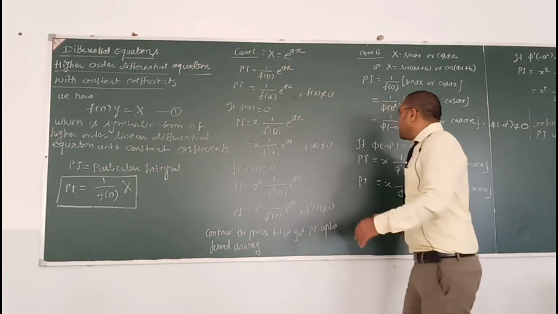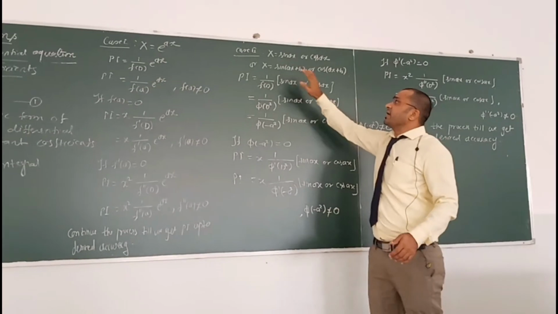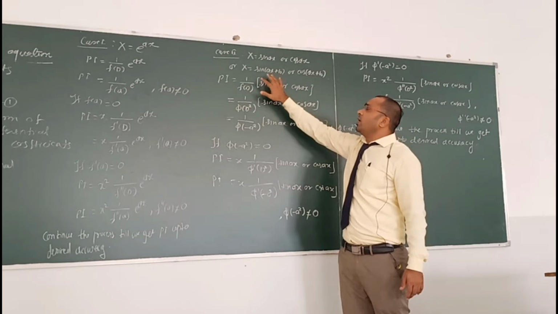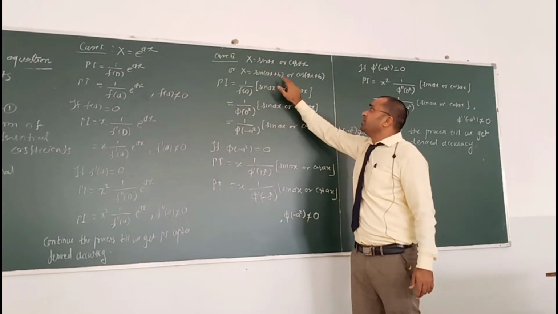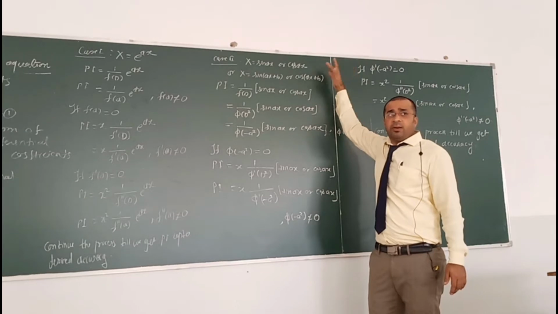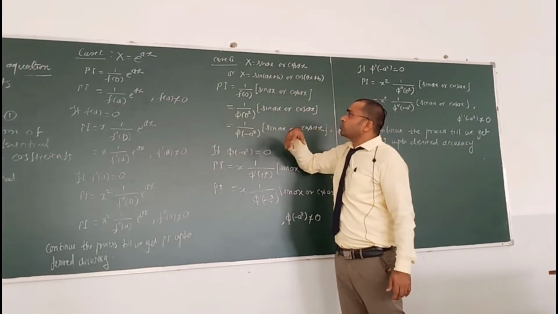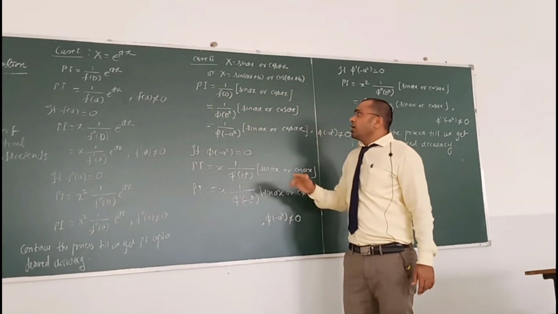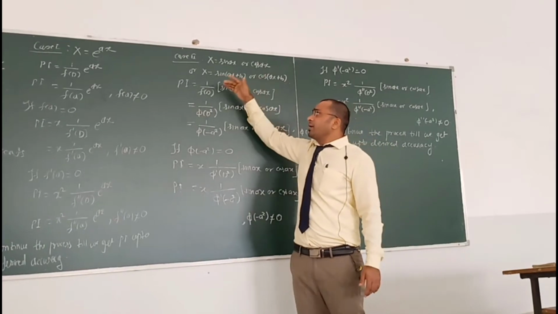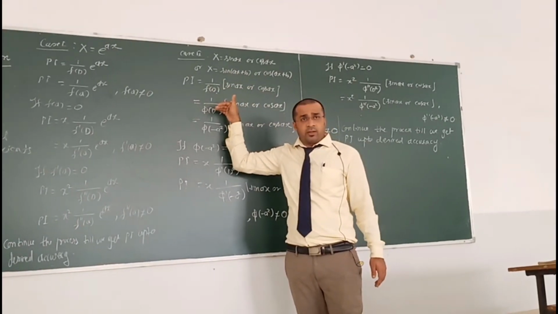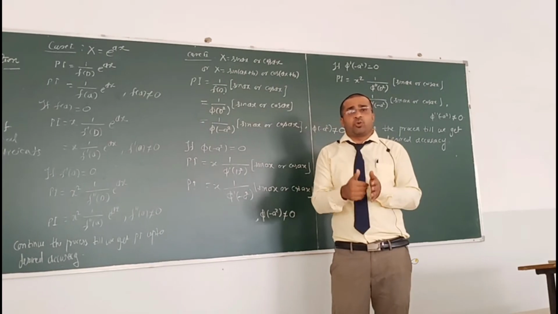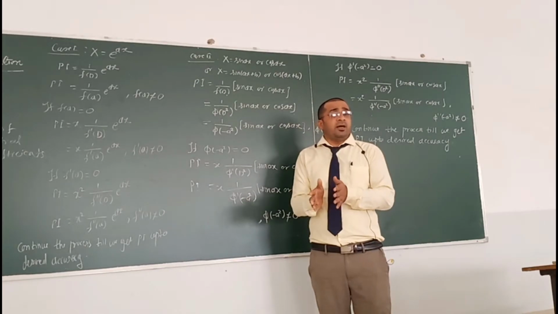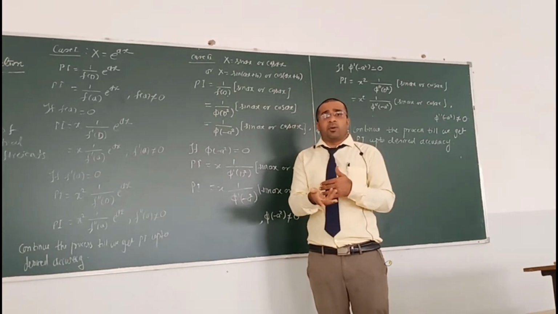Now the second case is when the RHS part X is sin ax or cos ax. This is applicable as well for sin of (ax plus b) or cos of (ax plus b). So we take the first one. The PI will be 1 upon f of D, sin ax or cos ax. In this case, we try to make the denominator a function of D square. If D square is not there, we have to make the denominator a function of D square, and we do that by rationalization. We will see in the problem how to do the rationalization.